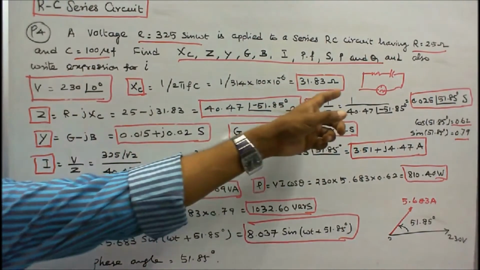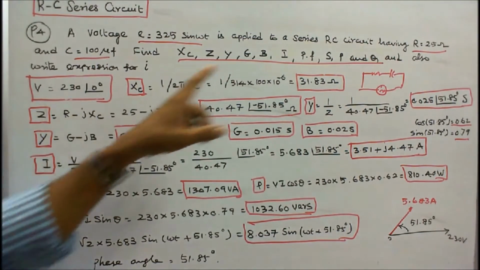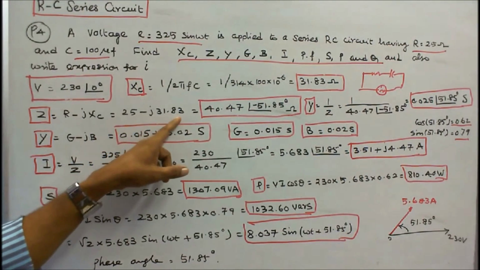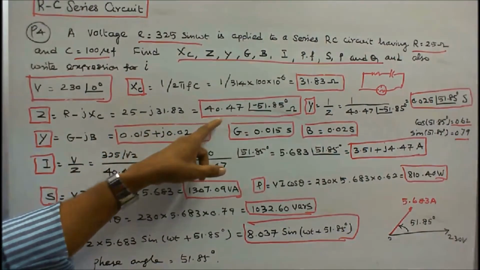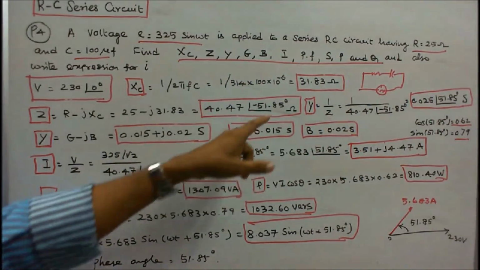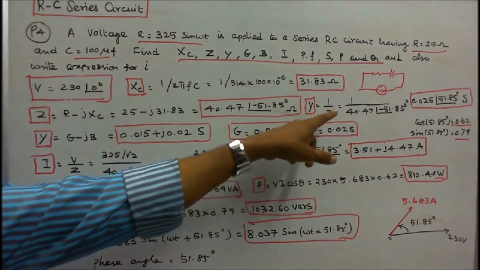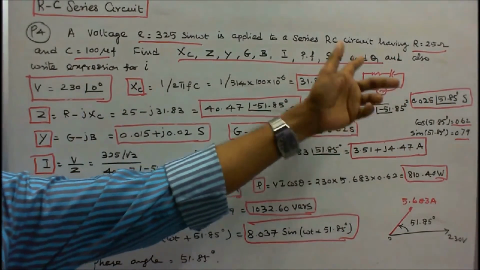It is a capacitive circuit, therefore Z = R − jXc. R is given as 25, so Z = 25 − j31.83 ohms in rectangular form. In polar form, 40.47∠−51.85° ohms. Admittance Y = 1/Z = 0.025∠51.85° siemens.